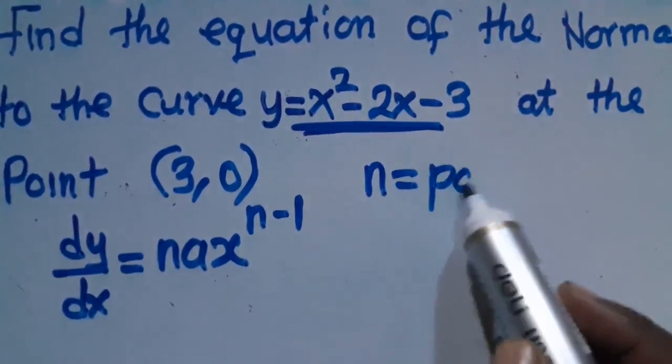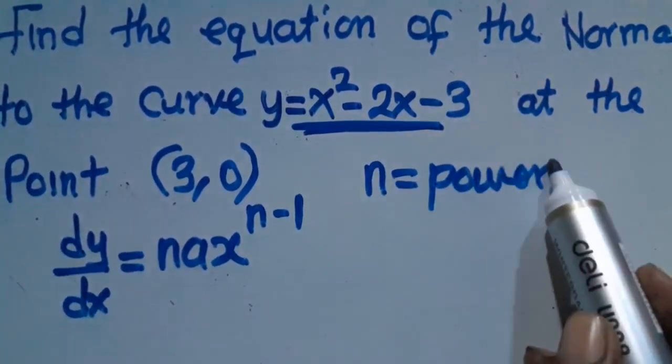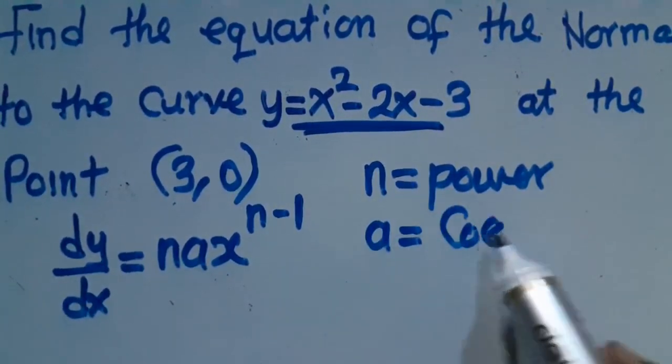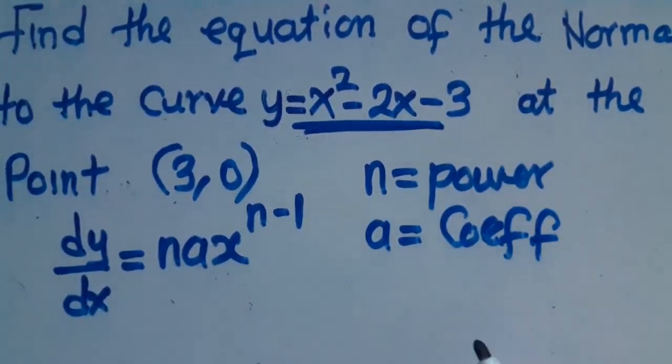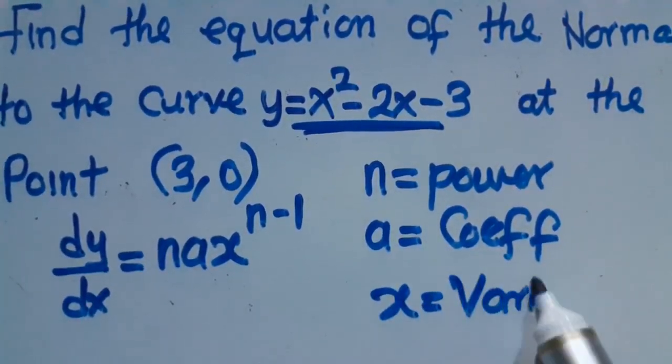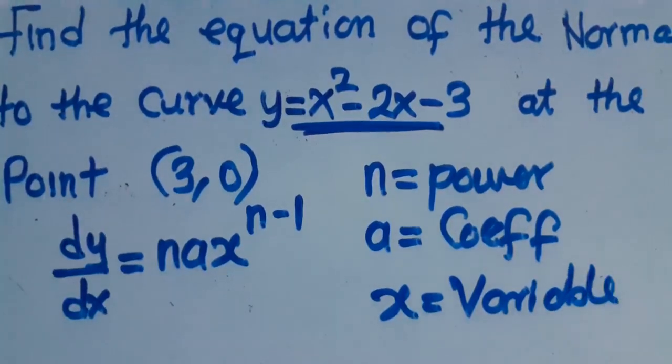N is the power. We know that a is the what? Coefficient. A is the coefficient. We know that x is the what? X is a variable. This is what you need to know.